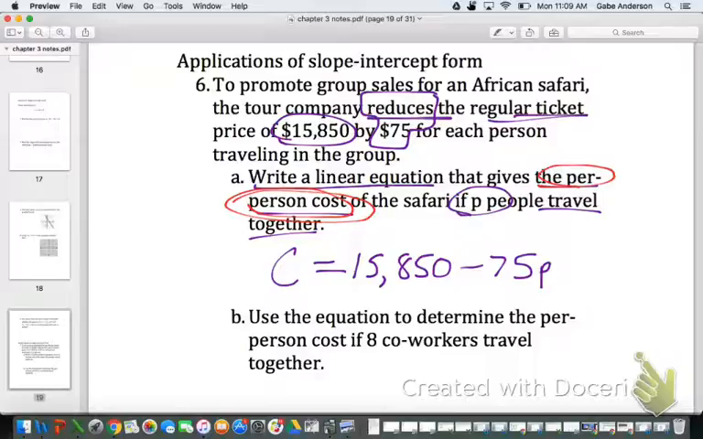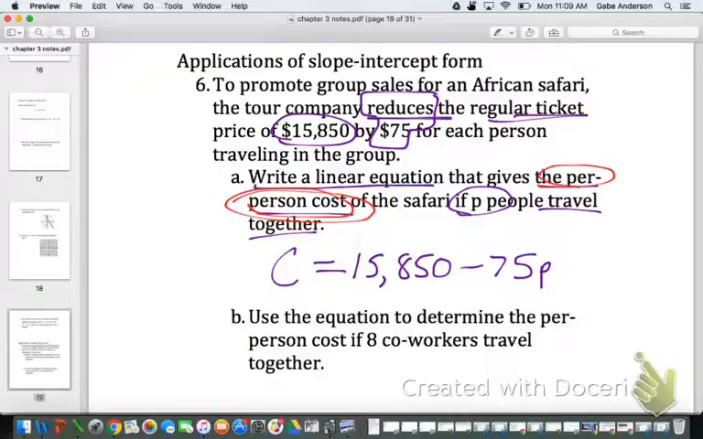Okay. So the final part here, part B, says use that equation that you just found to determine the per person cost if 8 people travel together. So 8 people, coworkers. So let's figure it out. What would we have to do to figure out the per person cost with 8 people traveling together? What do you think, Christiana? I think you have to multiply negative 75 times 8. Okay, but use the equation. What would I be doing with the 8 and the P?